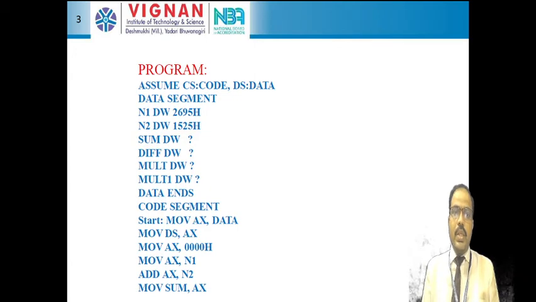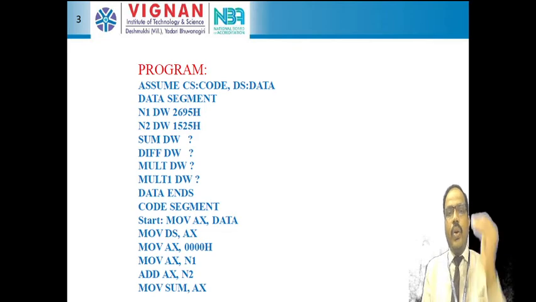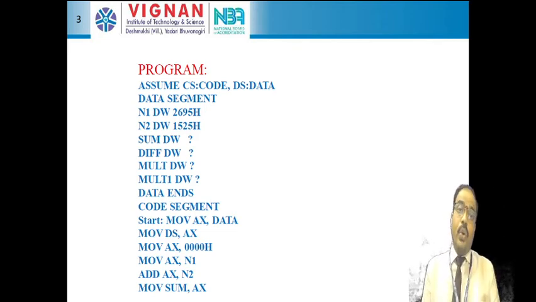CS is the code segment to store the code, DS is the data segment to store the data. So initially, for every program you have to write this. If you are going to use an extra segment also, then you can write ES colon extra. Then we have to initialize the data segment. So first we write data segment, which informs the starting of the data segment.